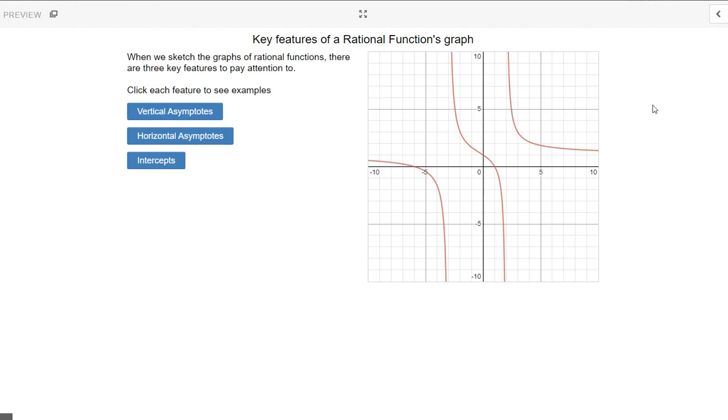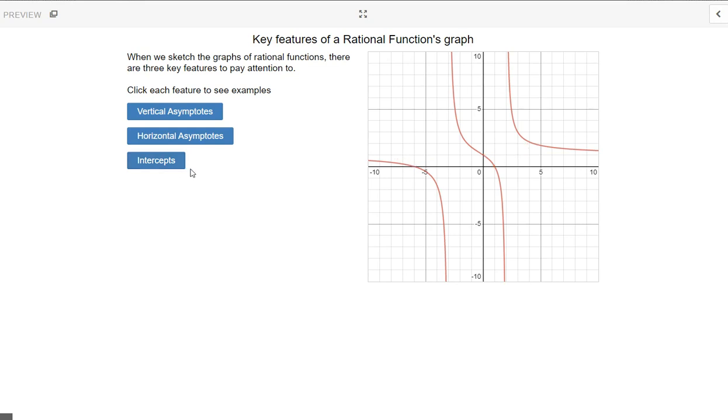So what we want to do today is graph these things, at least get a rough sketch of their graph. There are three key features that will help us graph them more easily. The first are the vertical asymptotes, the lines going up and down where the graph blips out. Then you have a horizontal asymptote, which is the line that the graph approaches as it goes off to the side. And then we have the intercepts, the x-intercepts and the y-intercepts.